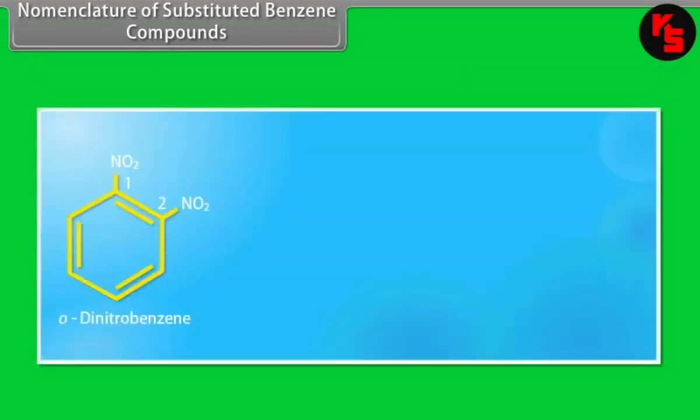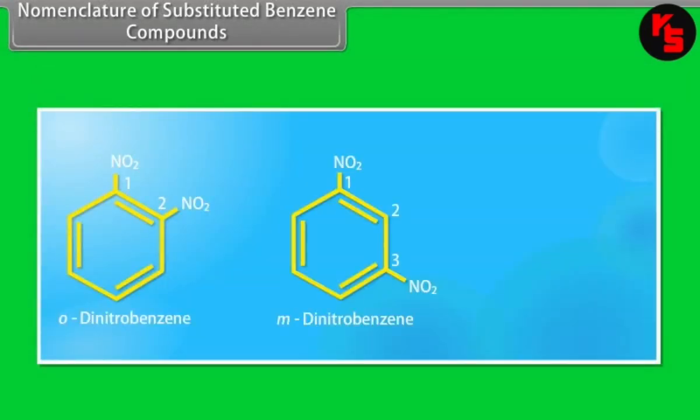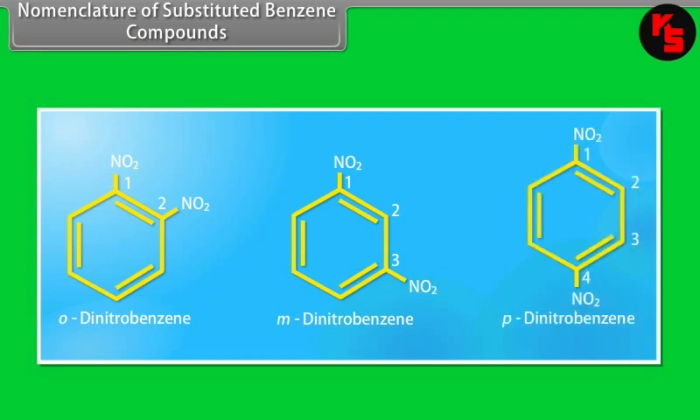For example, ortho-dinitrobenzene, meta-dinitrobenzene, para-dinitrobenzene.